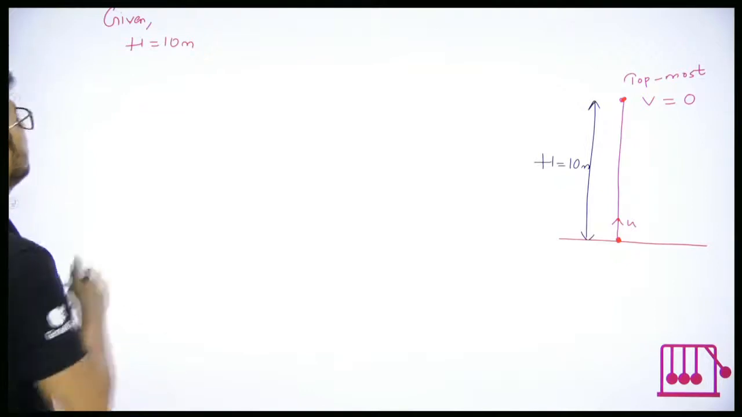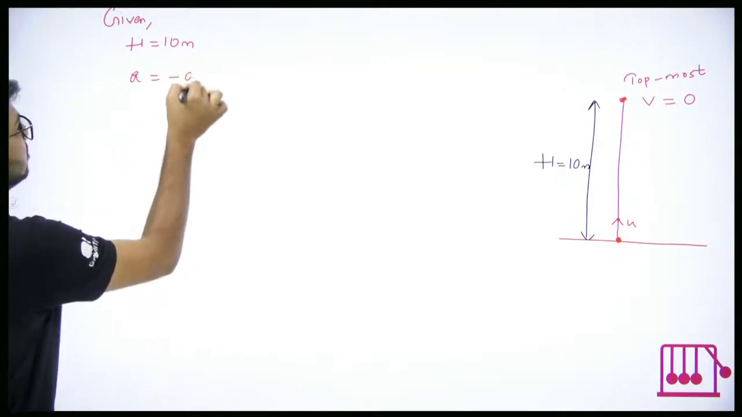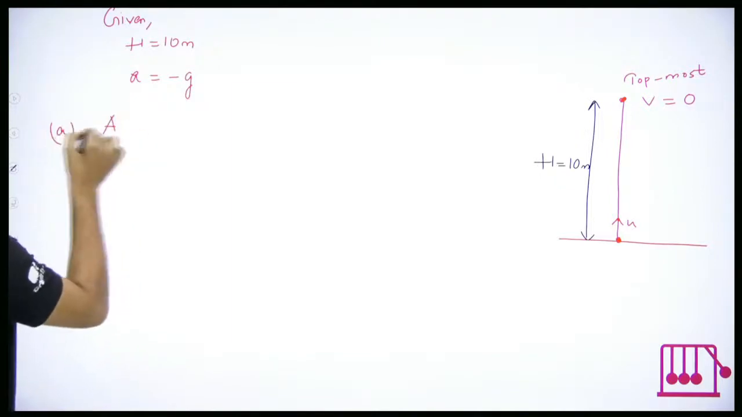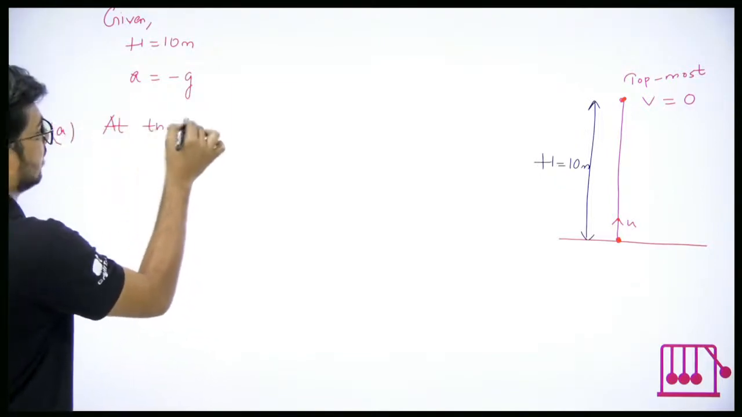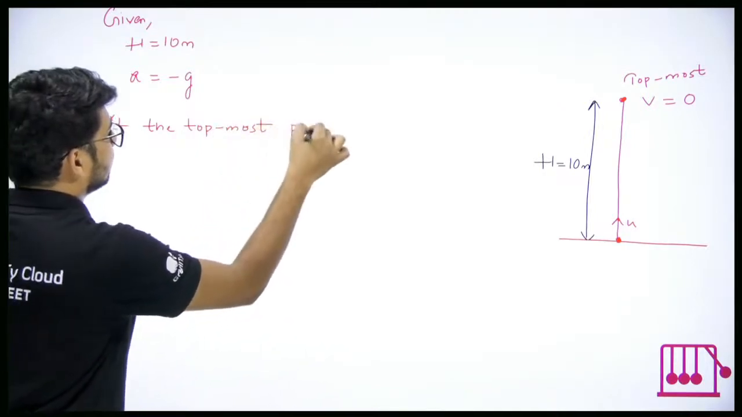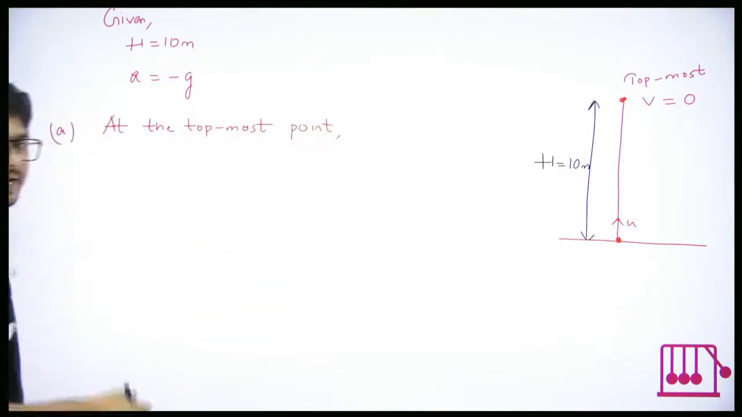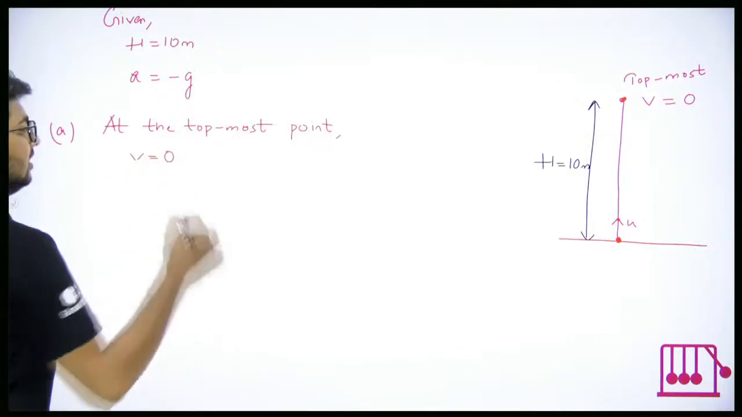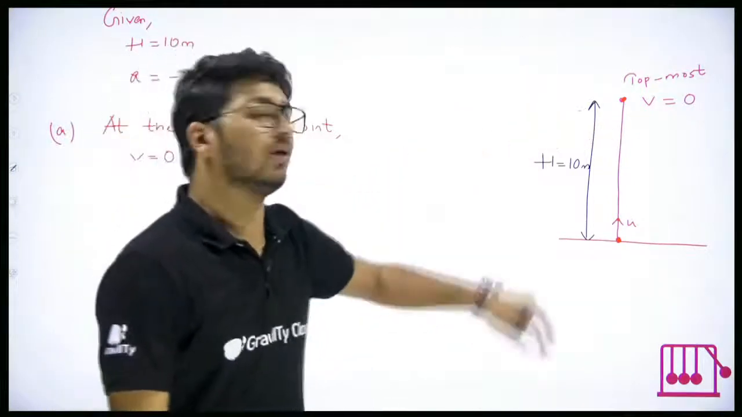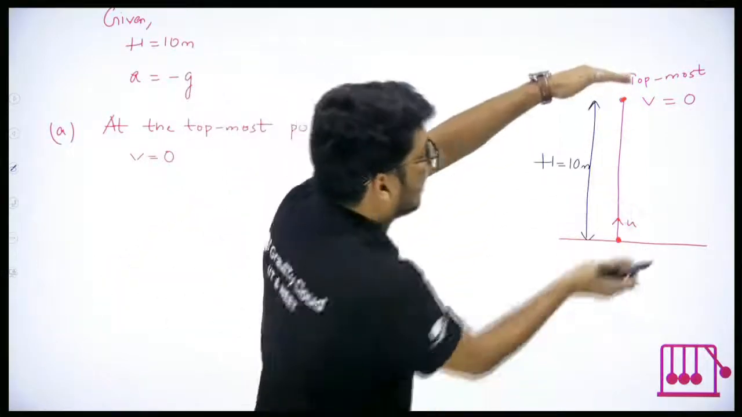H is given, and a is equal to minus g. So now if I do this, I'll go with case A. At the topmost point, v is equal to 0. Speed is equal to 0. That is final, right? And what about displacement from initial to final?